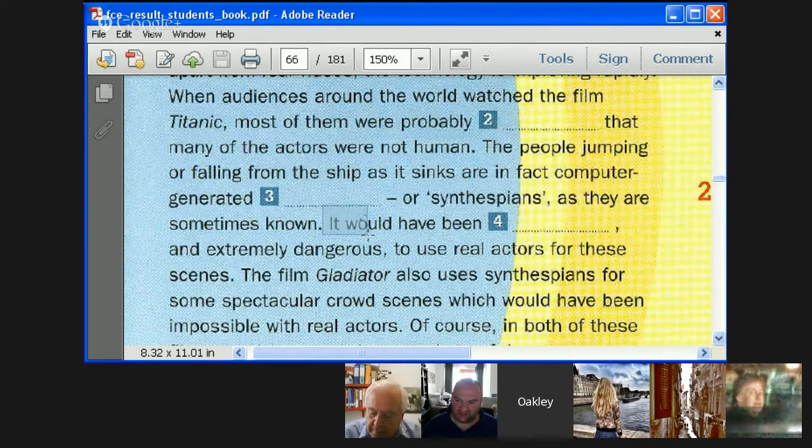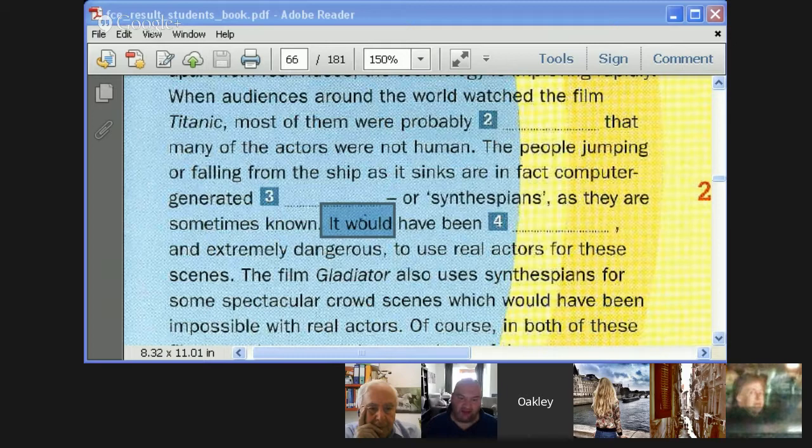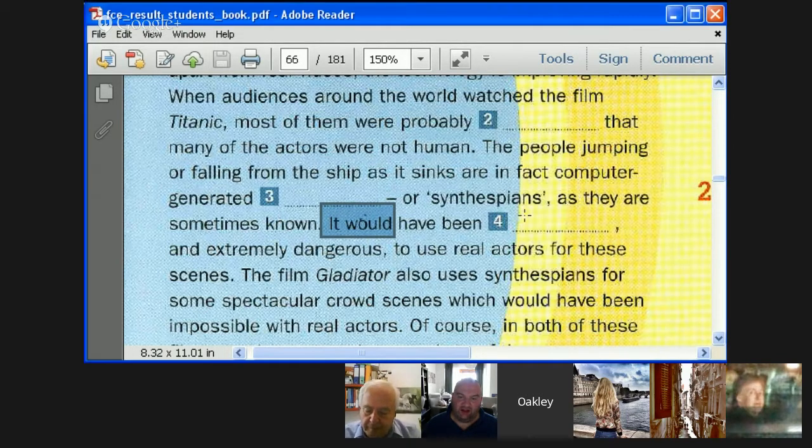Simone, from here, go ahead and read the next sentence. It would have been extremely dangerous to use the real actors for these scenes. Okay, and your word that you have to modify is practical. So Simone, what do you think? Practical. I think that I can fill this field with verbs.